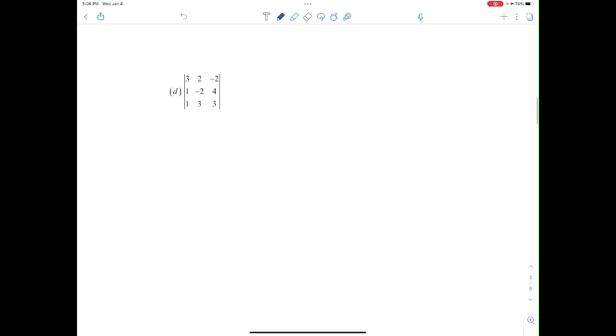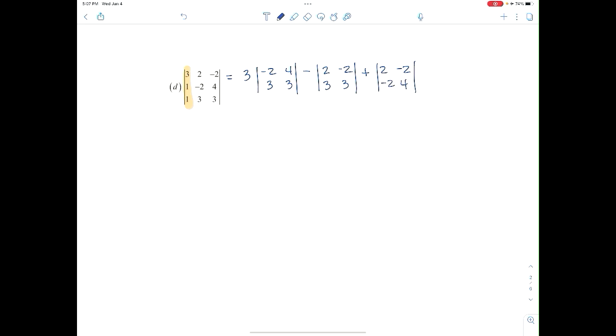And let's do that process again. So I'm going to choose this row. So I'm going to do 3 times the determinant of -2, 4, 3, 3, minus 2, -2, 3, 3, plus 2, -2, -2, 4. And now we find each of these determinants.